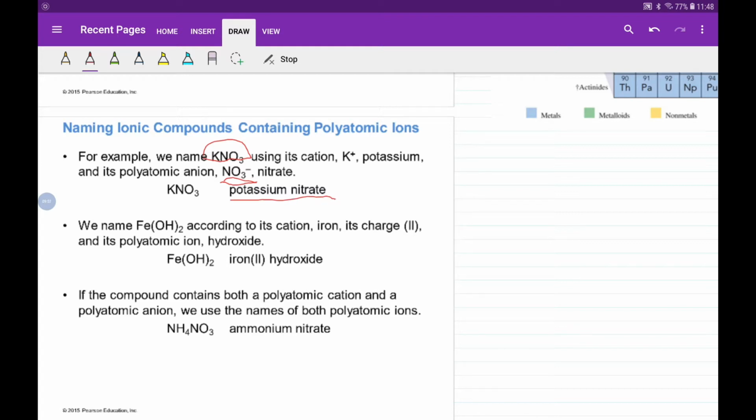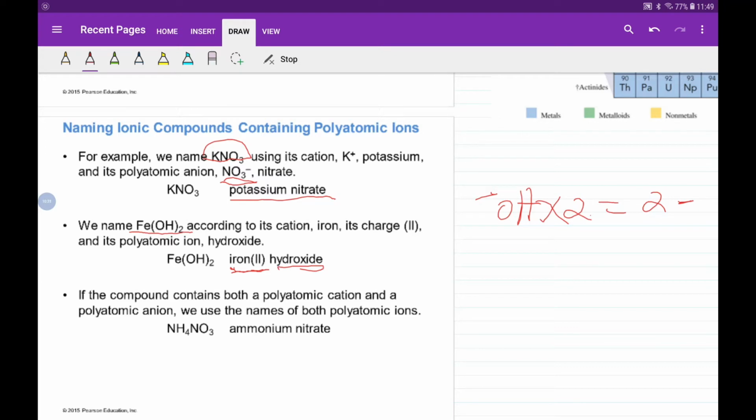But if we look at Fe(OH)2, we recognize this is an ionic compound with Fe being a type 2 cation. Since OH is the hydroxide, this is part of what you need to memorize. OH is a hydroxide. It has a -1 charge, and since I have two of them, I am going to get a total of 2 negative. That means the charge on Fe is 2 plus. So we're going to name it as iron(II) hydroxide.